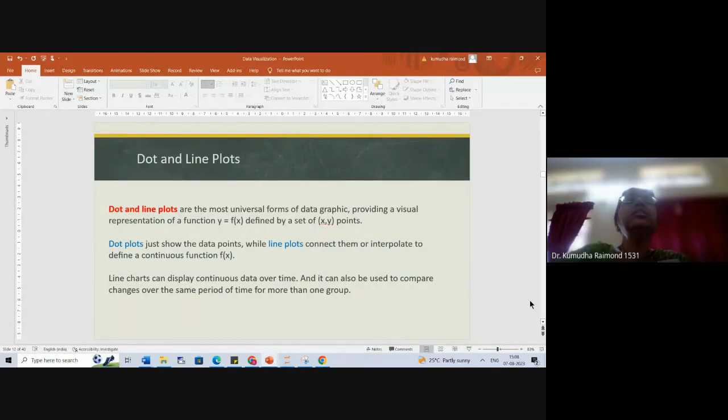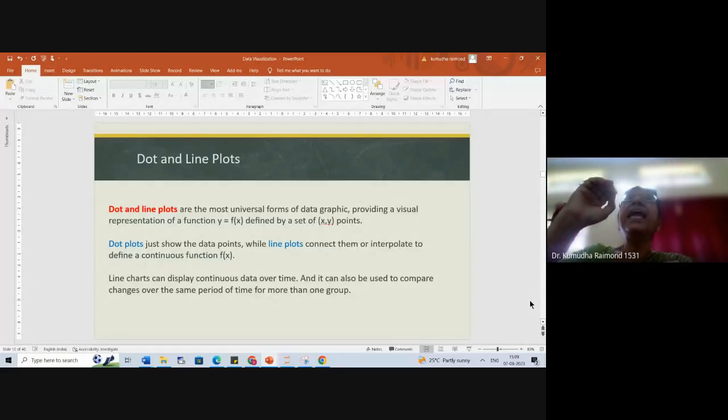Okay, the dot plots are just the line plots. Dot plots means it is only the points that will be plotted here and there. Line plots means those dots are going to be connected by a line. That is actually called a line plot. Line plots are useful to show continuous data.